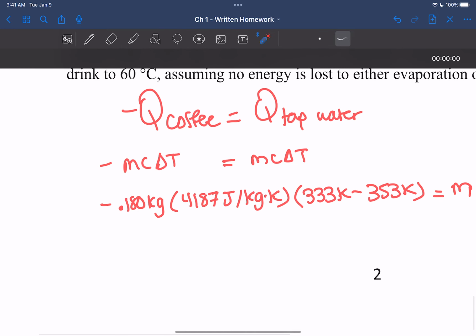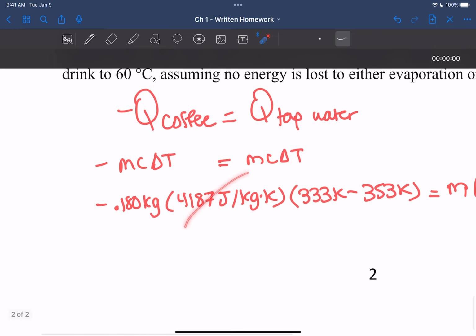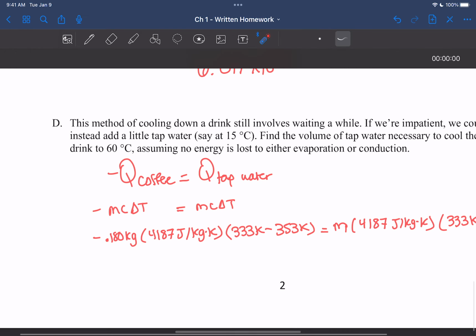That's why you must have one side being negative to indicate a release of energy, and one side being positive to indicate an absorption of energy. And yeah, you can cancel out both C's because they're the exact same value.